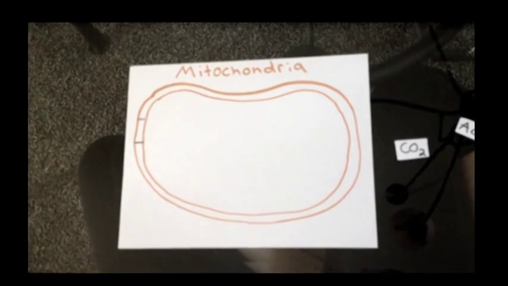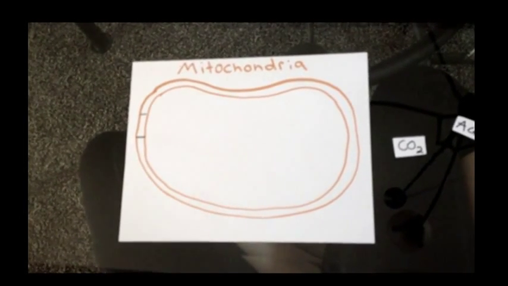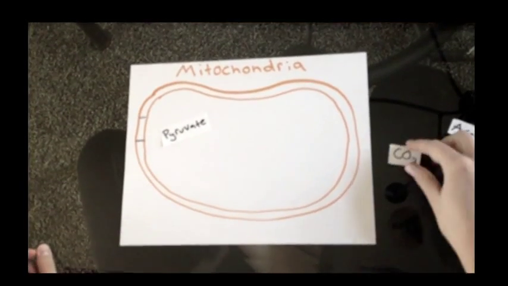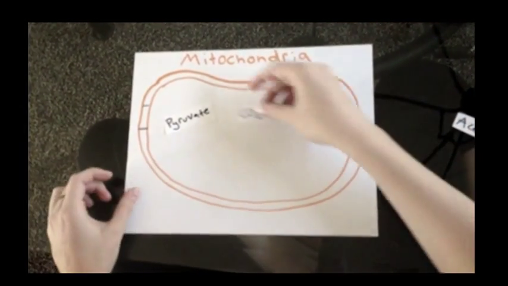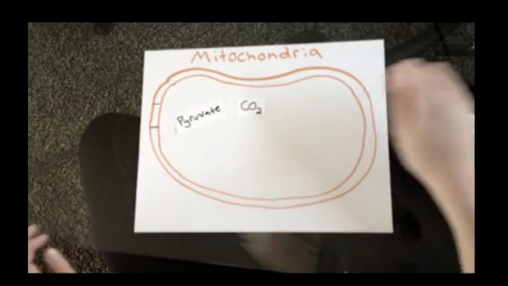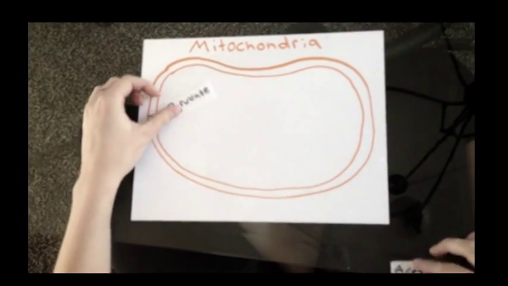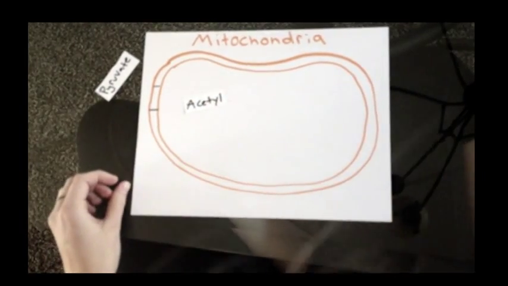For the formation of acetyl-CoA, our pyruvates that were formed enter into the mitochondria. Then, these pyruvates lose CO2. This CO2 goes through the bloodstream and then eventually leaves through our lungs. This leaves the pyruvates as acetyl.